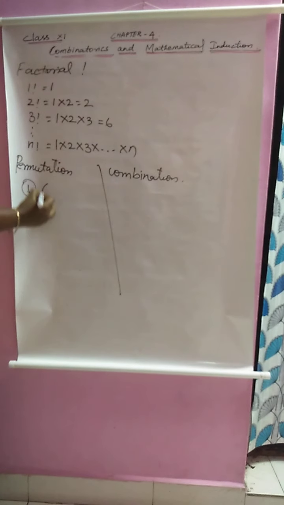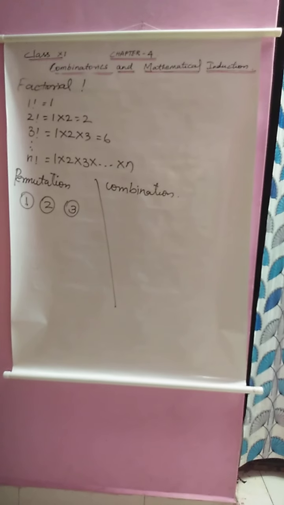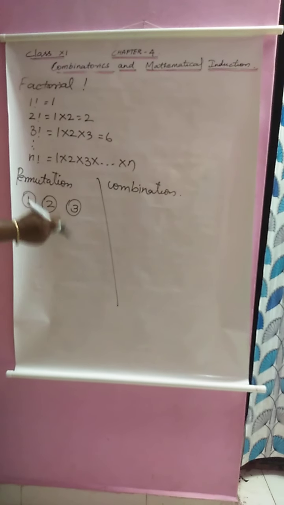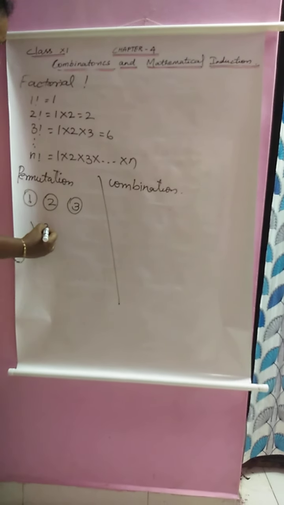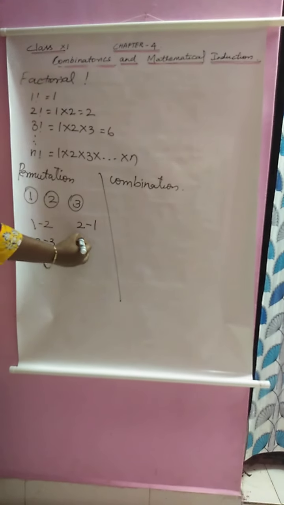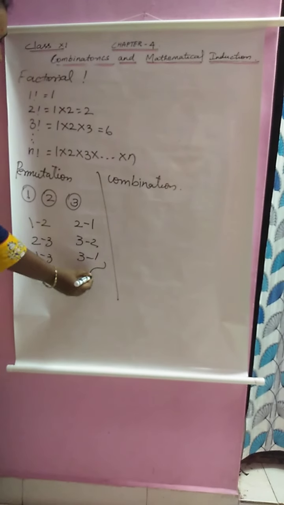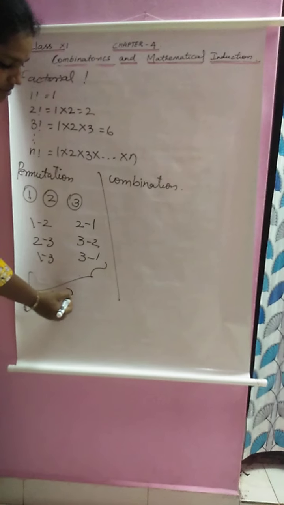You have 3 balls: ball 1, ball 2, ball 3. Your friend asks you to take 2 balls from these 3 balls. So you can take ball 1, ball 2, or ball 2, ball 1, 2, 3, 3, 2, 1, 3, 3, 1. So you have a total of 6 possibilities.